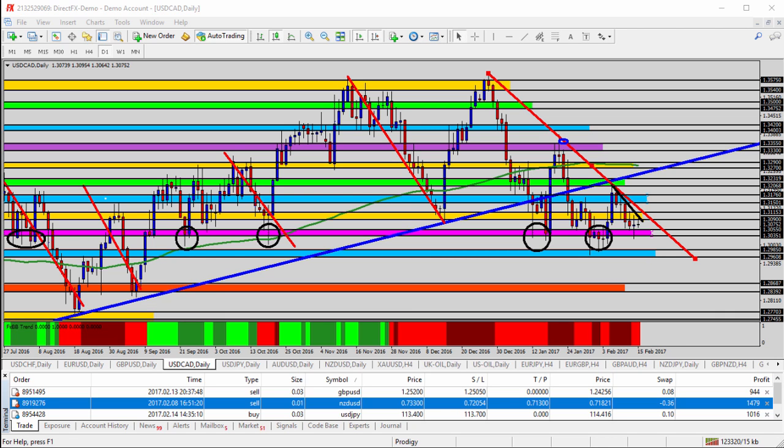In just a moment, we'll be taking a look at the USDCAD, the US dollar versus the Canadian dollar. But first, I just want to recap a couple of the trades that we've made over the past couple of weeks. If you look at the bottom of my chart, you see three trades going.